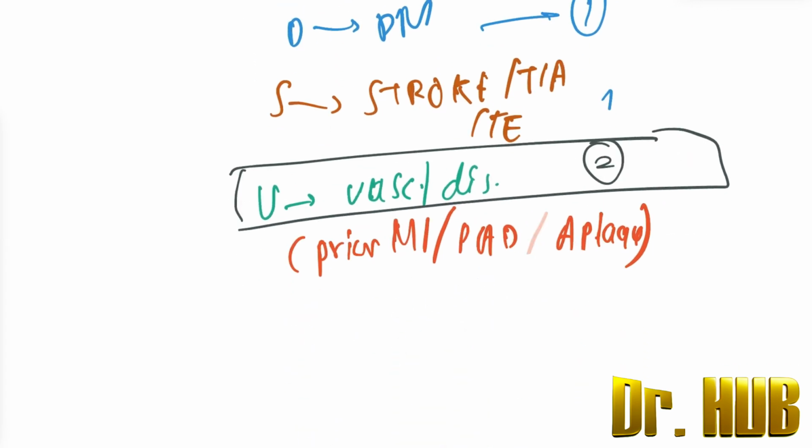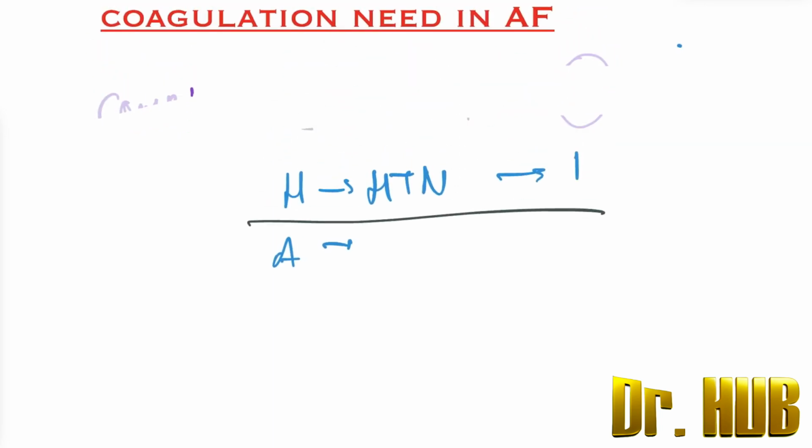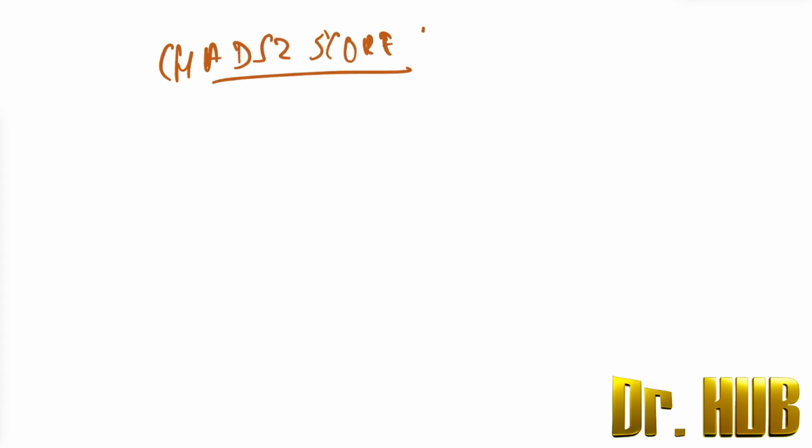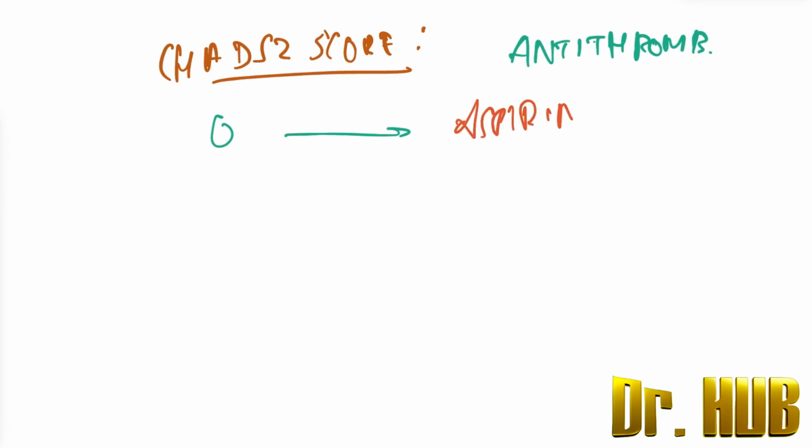Now let's look at the influence of the antithrombotics. So here in terms of antithrombotics, we have the CHA2DS2-VASc score. When the score is 0, what about the role of the antithrombotics? When it is 0, it means there is aspirin or no antithrombotics. So you give the aspirin, or there is no antithrombotics.